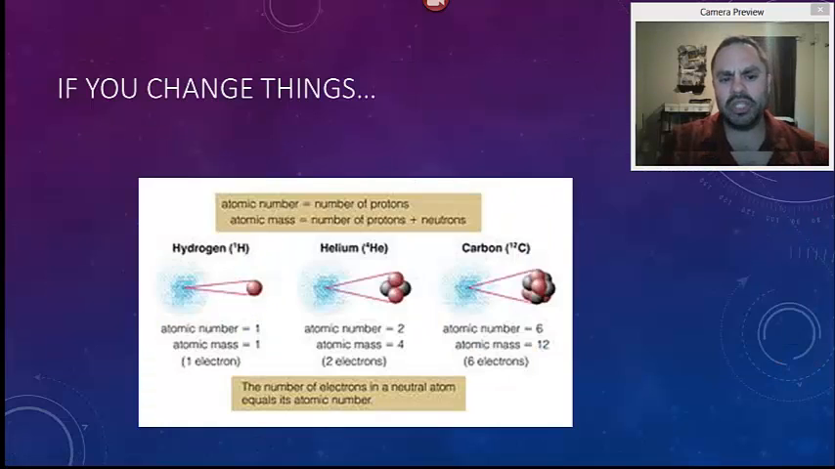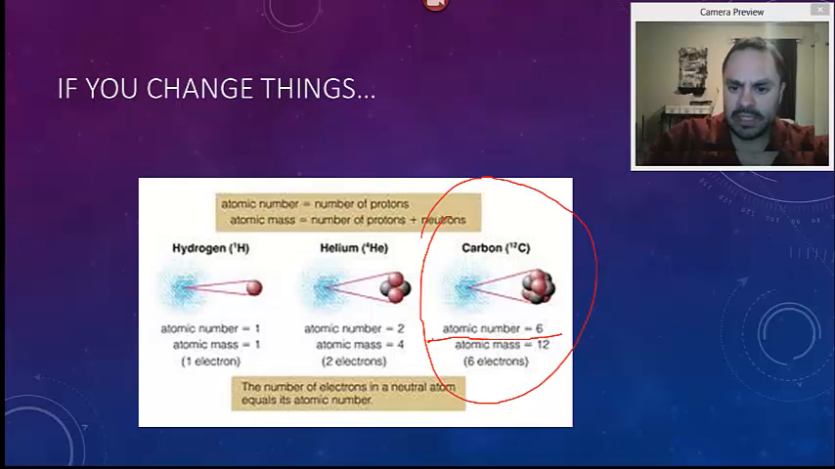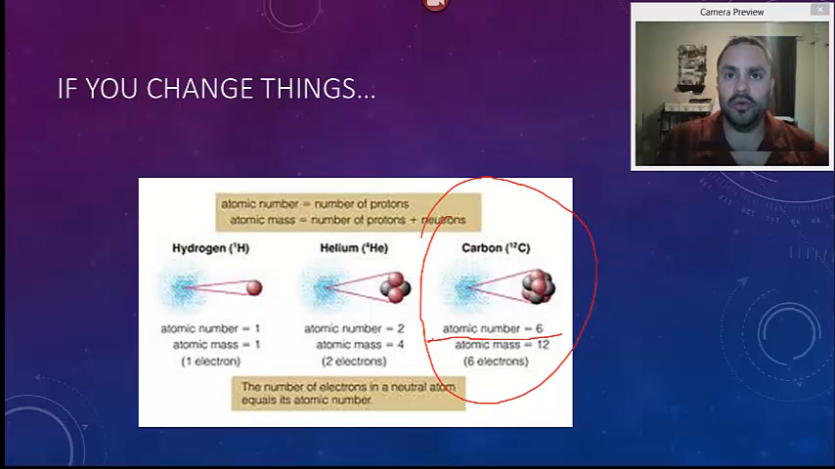So what happens if you change things? Let's look, for example, at the carbon atom, standard carbon atom here. We know that the atomic number is 6, which is also the number of protons. And what that tells us is basically this: we have 6 protons, and then by default it means we also have 6 electrons, because it is normally standing in neutral.